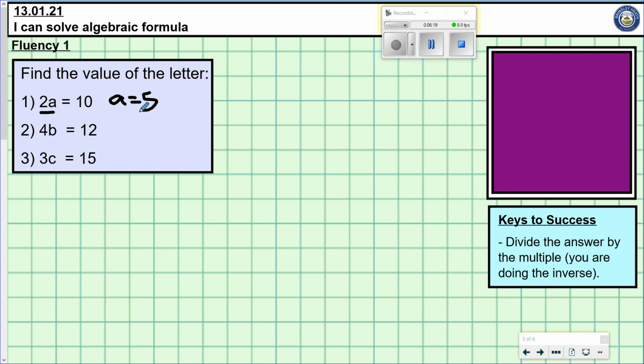Let's check it. 2a, so 2 lots of 5 equal 10. 2 times 5 equals 10. It's correct.